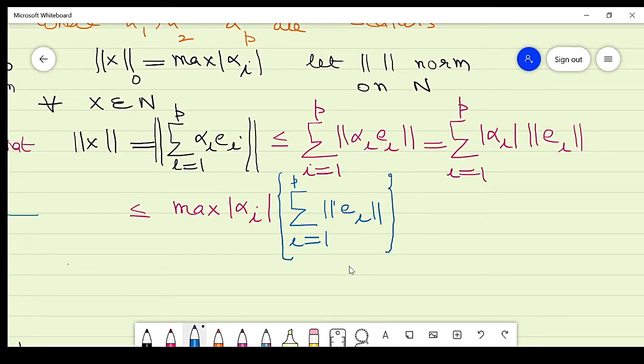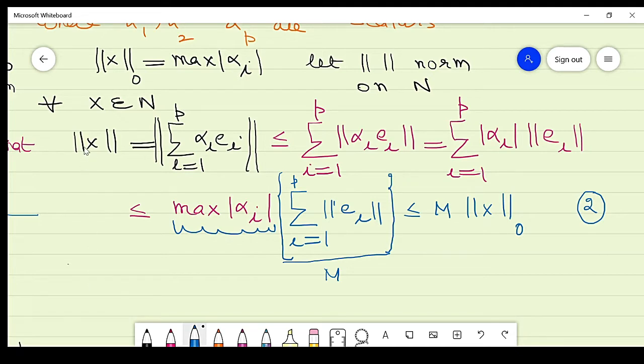If I take this term as constant capital M, and what is this? This is a norm, the 0th norm. So this will be less than or equal to capital M norm x0. So this is equation number 2, right? So we did the first part.